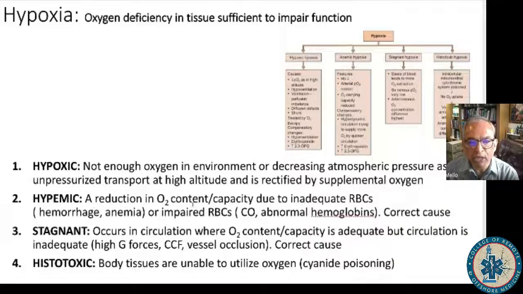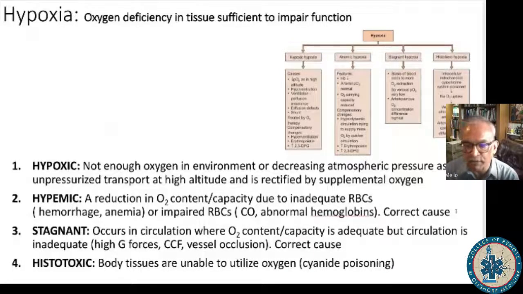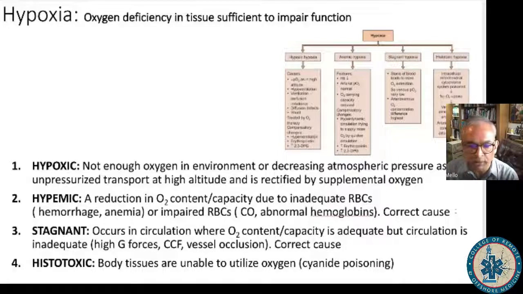Hypemic is a reduction in oxygen content or capacity due to an inadequate amount of red cells, and that will occur in hemorrhage or anemia, or if the red cells are abnormal or impaired, like in sickle cell, or in carbon monoxide poisoning, or the various different forms of abnormal hemoglobins. And here you need to correct the cause by supplying a blood transfusion of the appropriate amount of hemoglobin, a minimum of 7 grams per deciliter.